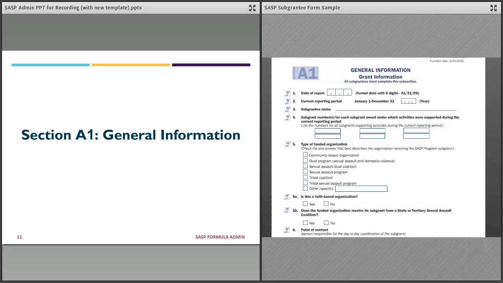In question 1, the subgrantee will enter the date of the report. In question 2, the subgrantee will enter the current reporting period. In question 3, the subgrantee will enter the subgrantee agency's name.